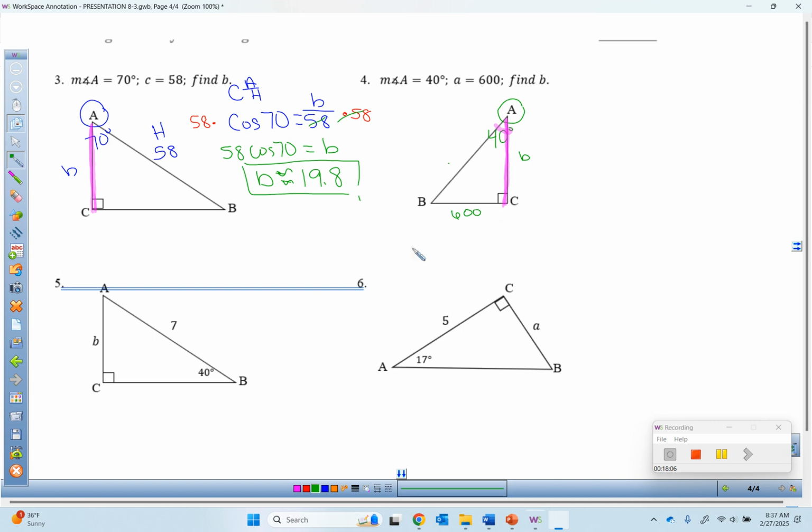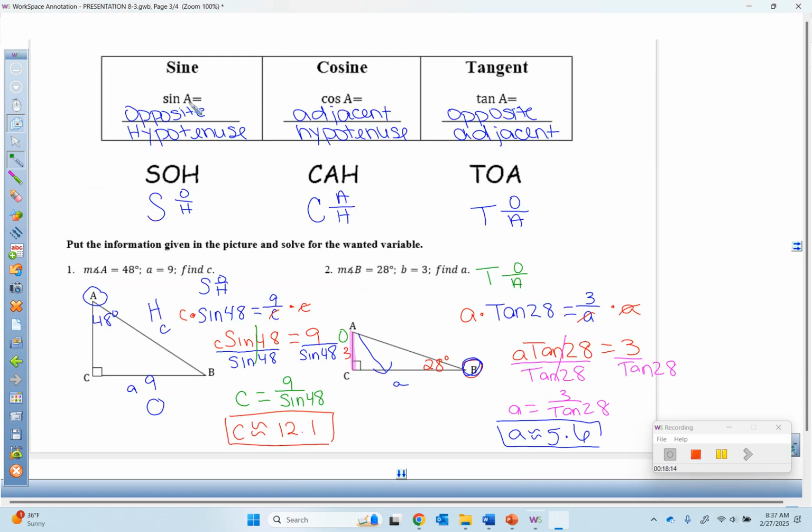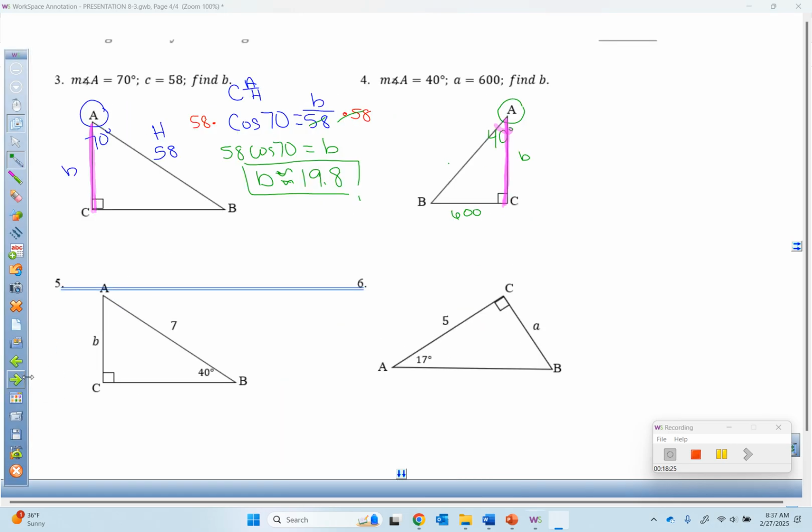And am I talking about a hypotenuse ever? No. So we're not dealing with sine or cosine, because there is no hypotenuse. So we're only dealing with tangent, which is opposite over adjacent. So opposite 40 is 600 over adjacent, which is B. The way I would set this up is tangent 40 equals my opposite, 600, over my adjacent, which is B.